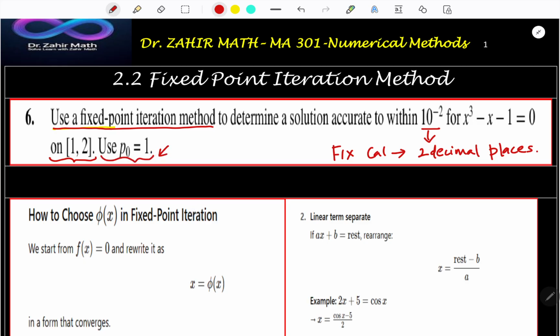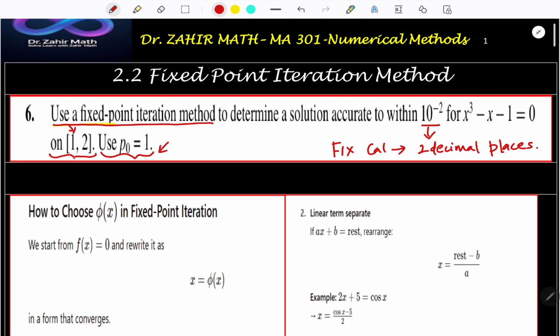Even this step is not given. Always you have to take your first initial approximation as the first value of the interval, not 1. Suppose the interval is 2 comma 3. You have to take your first p naught is equal to 2. Keep this in your mind. Whenever a question is given, first take your calculator and check whether you are able to get the solution in the calculator.